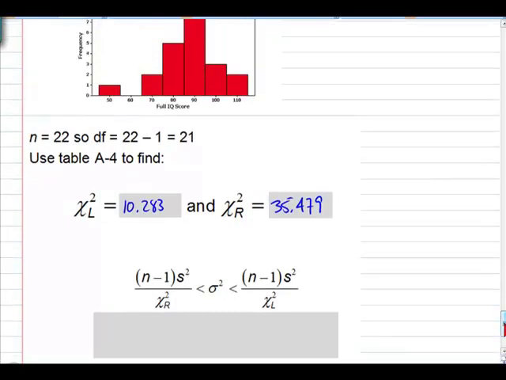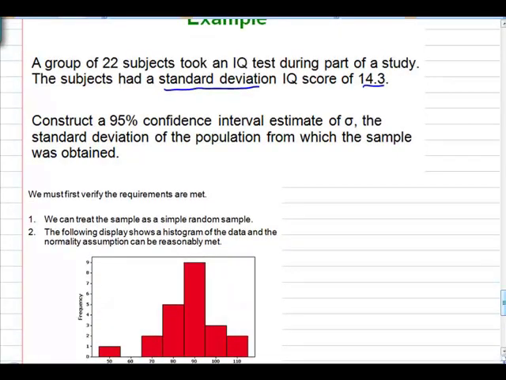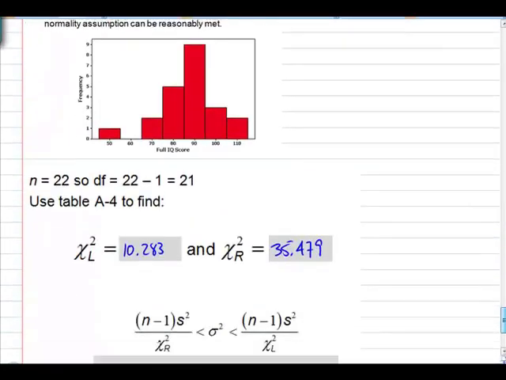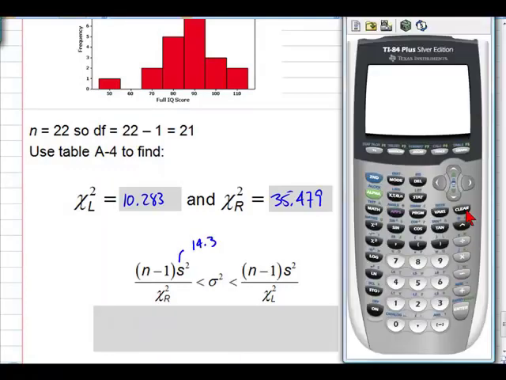We're going to use our calculators now to figure out the lower limit here for the variance, and then we're going to find the upper and lower limits for the standard deviation. We were told that the standard deviation is 14.3, so this number right here is 14.3. So we go to our calculators, and for the first number we're going to have 21 times 14.3 squared divided by which one of these two numbers? 35.479. And then for the next one, we're going to change the denominator to 10.283. Second Enter brings back the last thing that you typed in so that you can just type over it. 10.283. And that'll give us our lower bound and our upper bound.